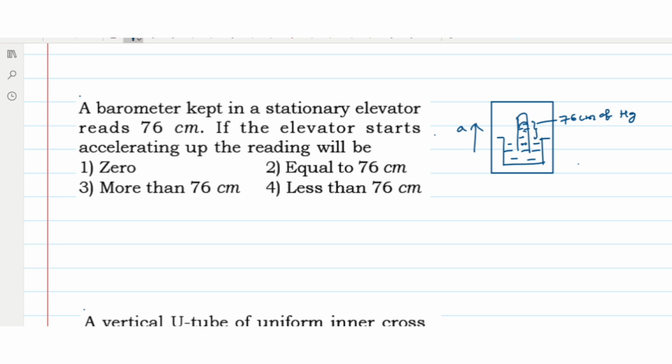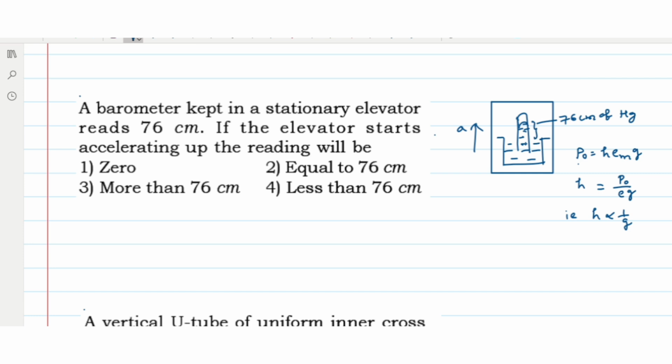Now the atmospheric pressure due to the barometer is P naught equal to h into density of the mercury into g. So h equals P naught by rho g, that is, h is inversely proportional to g.